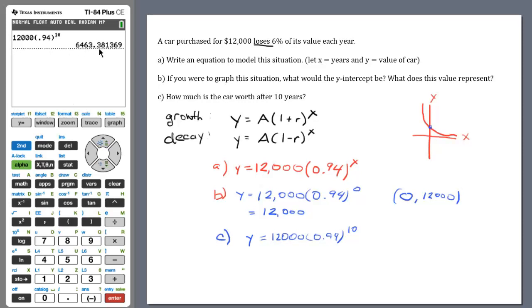So when I see a number like this, because we're dealing with dollars and cents, we're going to round to two decimal places. You look at the digit after the second decimal, which is 1, and that's smaller than 5, so we're going to round down. So our answer is the car is worth.